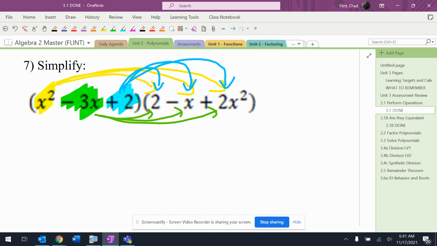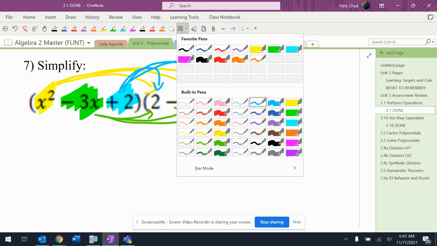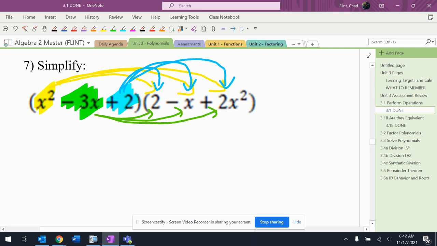So I'm going to get 9 different things to write down here because there's 9 arrows. Each arrow is going to give me a term. So let's go careful. X squared times 2, 2x squared. X squared times negative x. Hang on. Yeah, that's right. X squared times negative x, negative x to the third. X squared times 2x squared, 2x to the fourth.